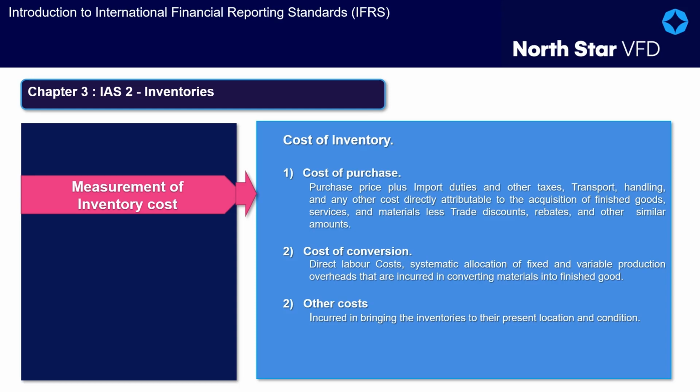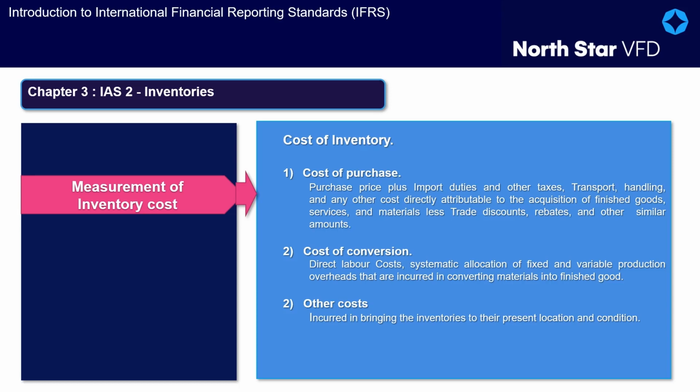Cost of conversion. The costs of conversion of inventories include costs directly related to the units of production, such as direct labor. They also include a systematic allocation of fixed and variable production overheads that are incurred in converting materials into finished goods. The allocation of fixed production overheads to the costs of conversion is based on the normal capacity of the production facilities. The amount of fixed overhead allocated to each unit of production is not increased as a consequence of low production or idle plant. Unallocated overheads are recognized as an expense in the period in which they are incurred.